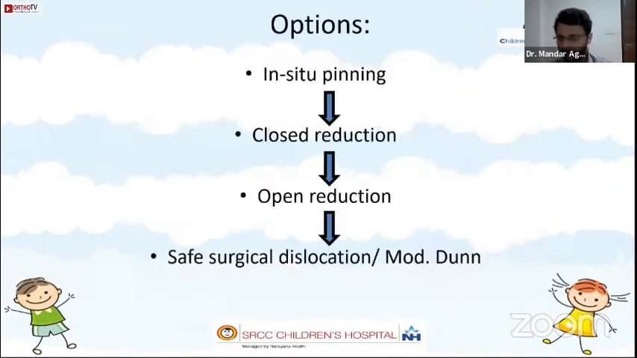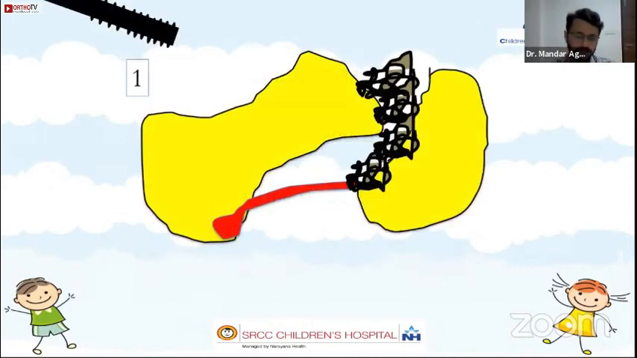So these are the various options we have: in situ pinning, closed reduction, open reduction, safe surgical dislocation. We'll go to them one by one. So what exactly is in situ pinning? In situ pinning is exactly what the word means.